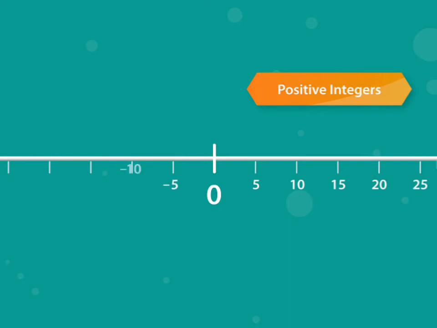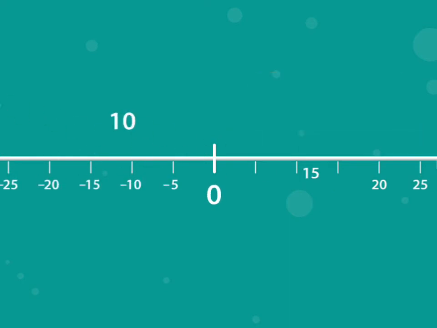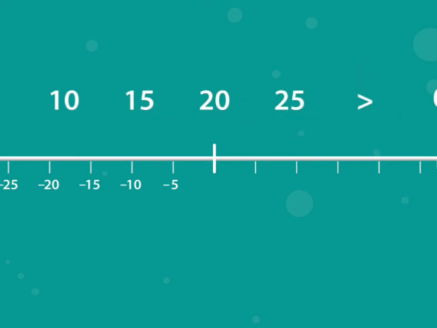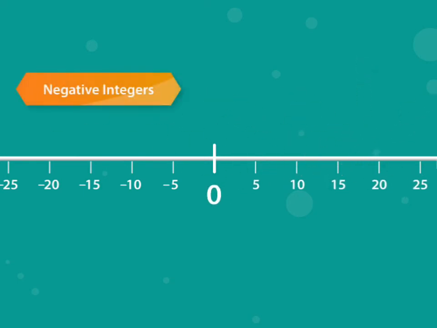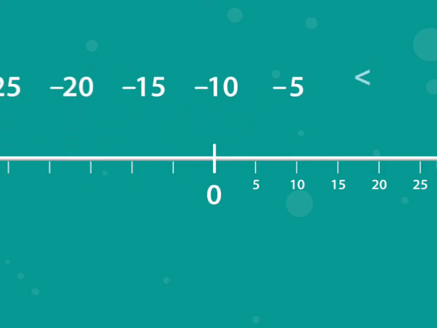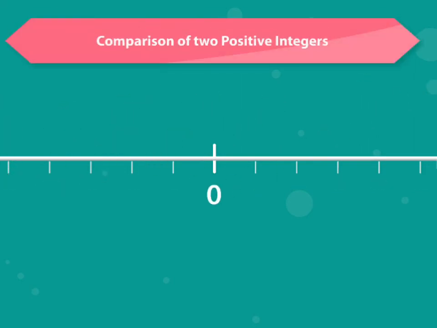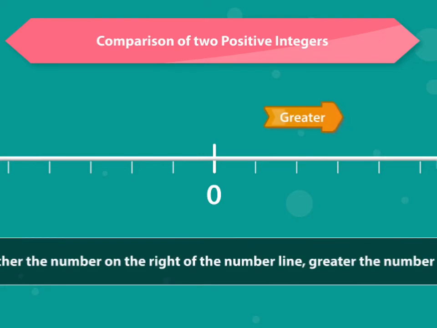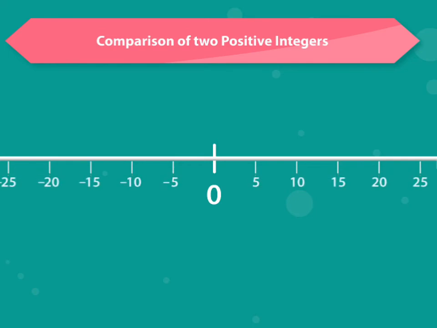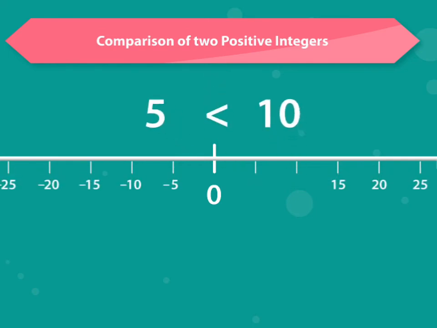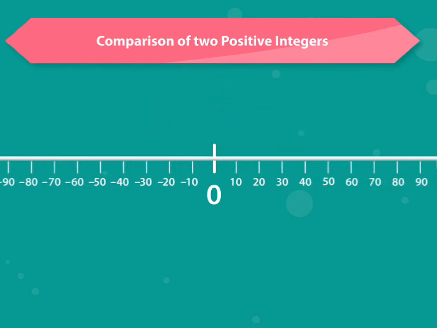So, the positive integers are on the right side of the 0 on number line, which means they are greater than 0. And the negative integers are on the left side of the 0 on number line, which means they are smaller than 0. So, when you compare two positive integers, farther the number on the right of the number line, greater the number is. For example, 10 is greater than 5 and 90 is greater than 80.